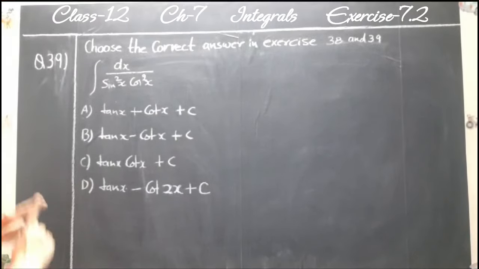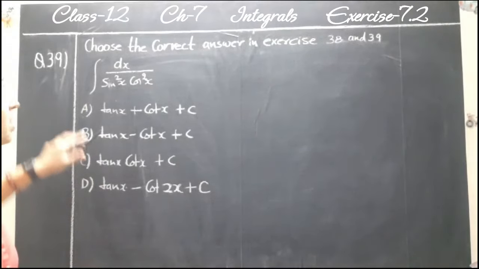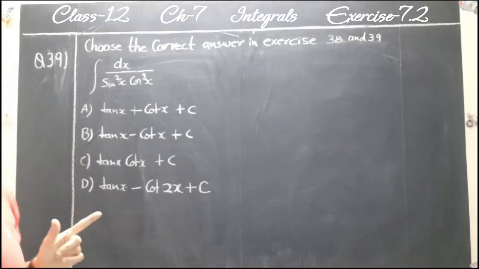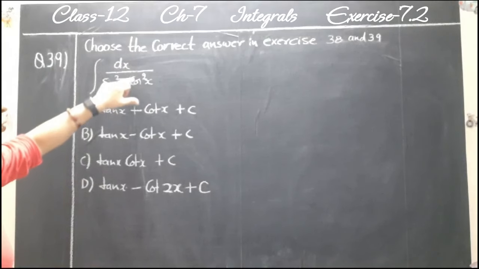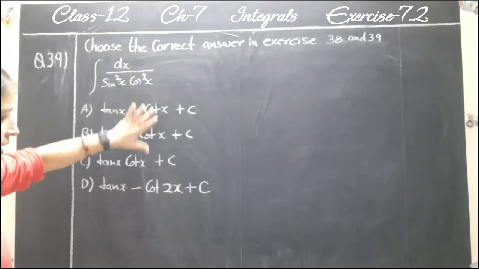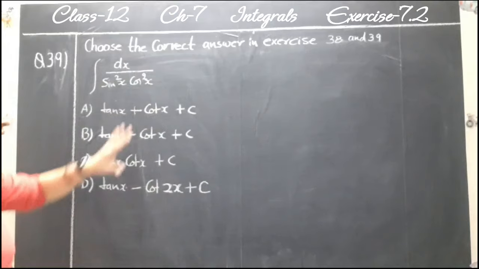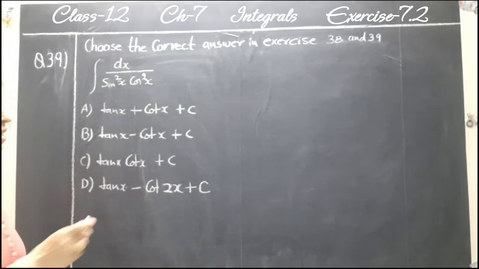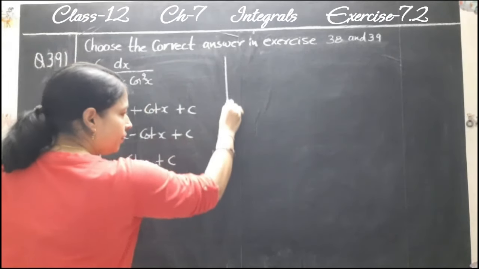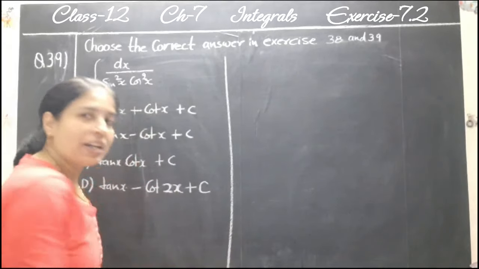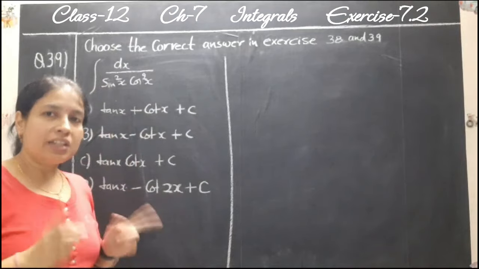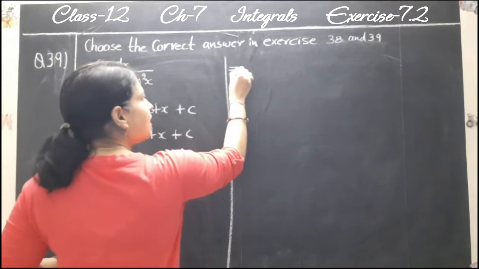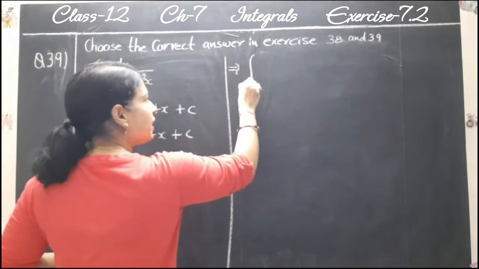So let us see the last question from this exercise. This one is question number 39. It is the integral of 1 by sin square x into 1 by cos square x, and 4 options are given. We have to find out which one is correct. So we know that 1 by sin square x is cosec square x and 1 by cos square x is sec square x. So first we write our integral in cosec and sec form.